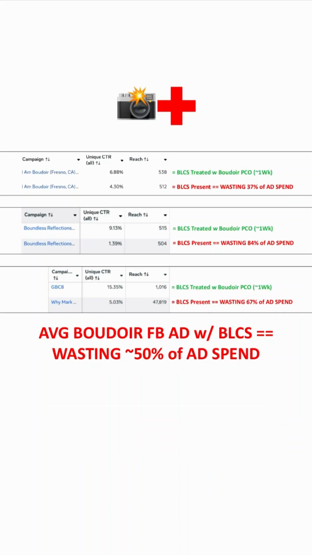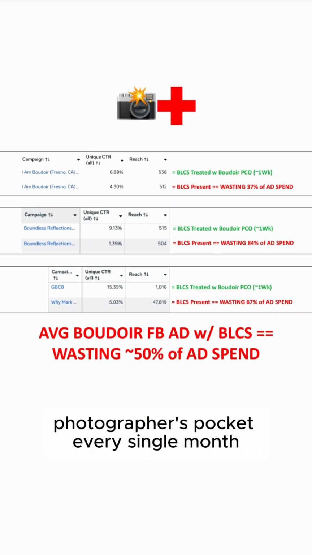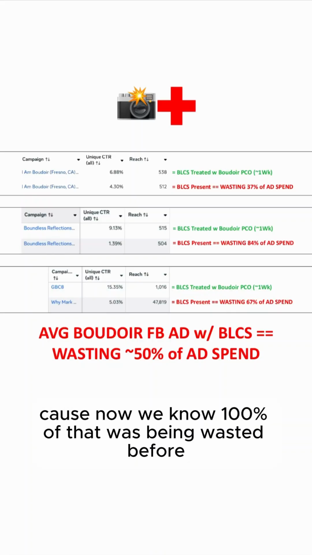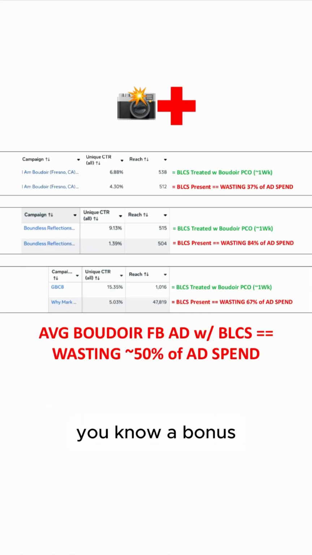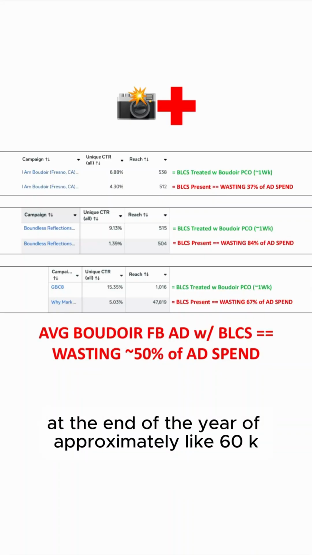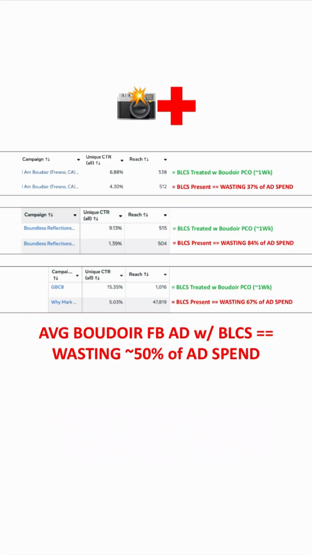Now, literally, we could just put back in the Boudoir photographer's pocket every single month because they don't have to spend it, because now we know 100% of that was being wasted before. So now they can keep that, have a bonus at the end of the year of approximately 60K profit, not having to do any extra work.